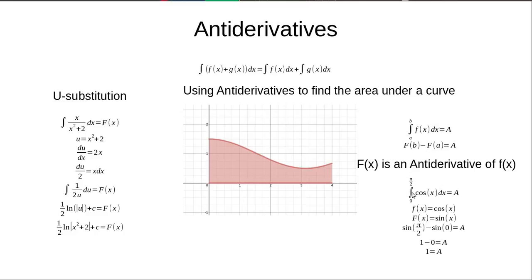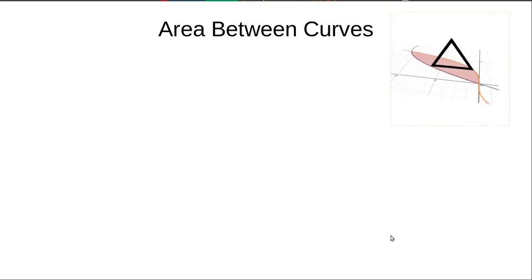So we can do a concrete example with this. Let's say we want to find the area under the curve of the cosine function between 0 and pi over 2. Well, our f of x is cosine of x. Our capital F of x is sine of x. So if we now substitute in our b and our a, we get sine of pi over 2 minus sine of 0 equals A. And then we can evaluate our sines, and we get our area equals 1.